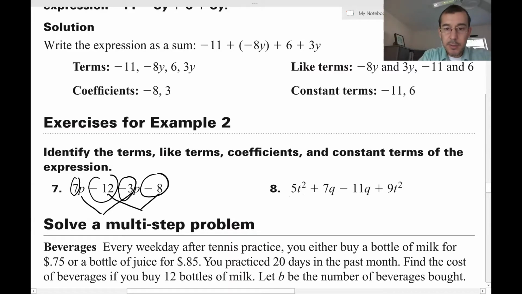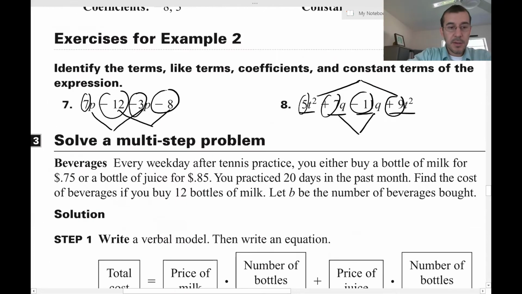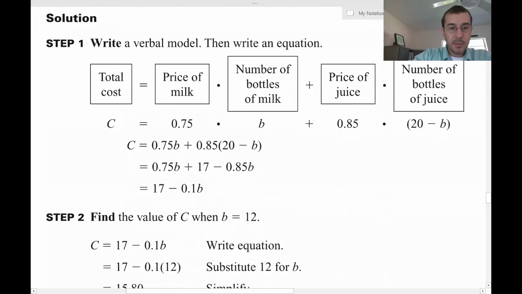For number 8, these are the terms, all of them. Like terms: we have 5t squared and 9t squared, basically the terms that we can add up. Those are the like terms, t squared, right? And then q and q, so these two as well. Coefficients, 5, 7, minus 11, 9. There are no constants. Okay, number 9.